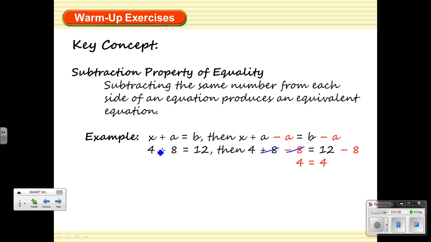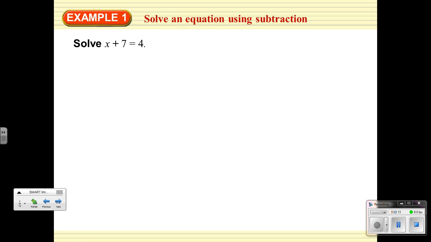Okay, so we know that 4 plus 8 equals 12. Those two things are already equal. If we subtract 8 from both sides, we still have something that's equal. It's just not 12 anymore. It's 4 equals 4. So that's the subtraction property of equality. Again, this is most likely review.